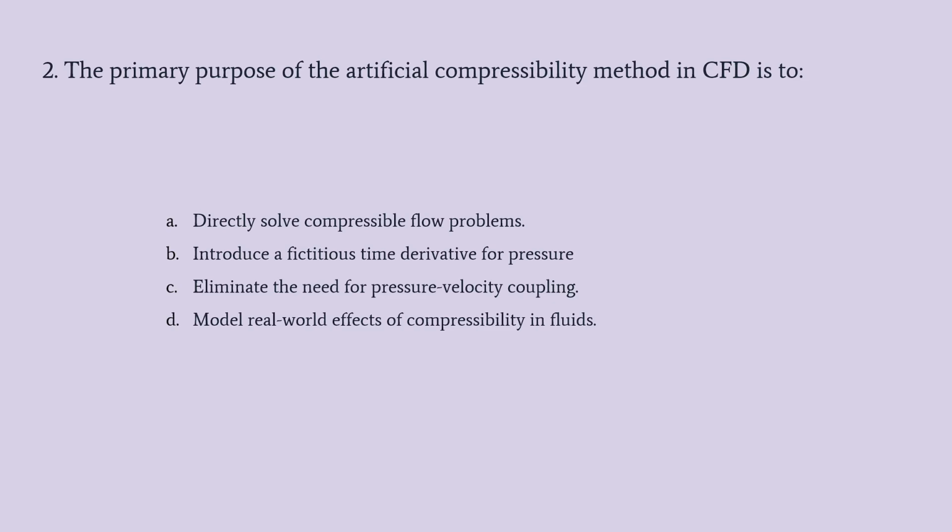Next question, question number 2. The primary purpose of the artificial compressibility method in CFD is to. What is the primary purpose of the artificial compressibility method that we have discussed now in CFD? Which of the following? Option A, directly solve compressible flow problems. Option B, introduce a fictitious time derivative of pressure. Option C, eliminate the need of pressure velocity coupling. Option D, model real world effects of compressibility in fluids.